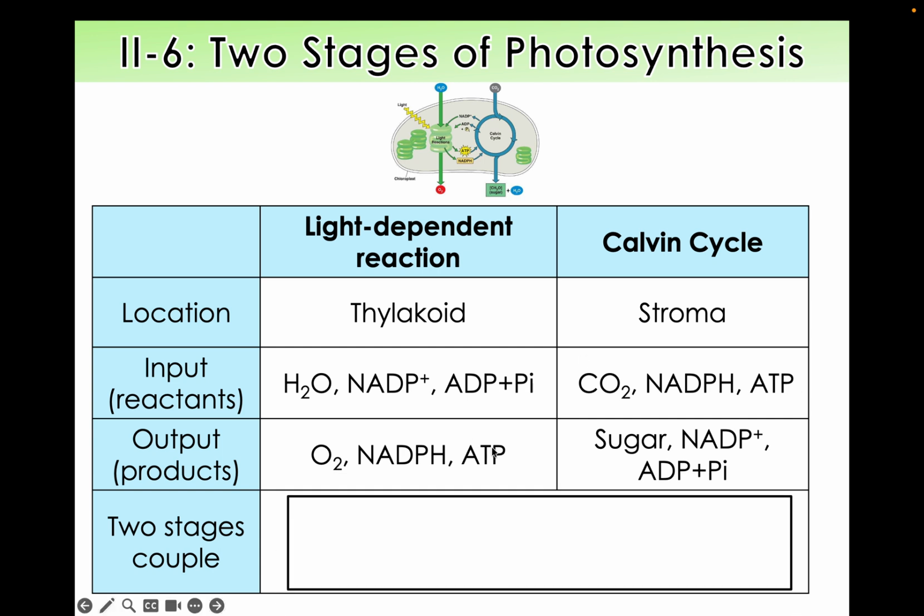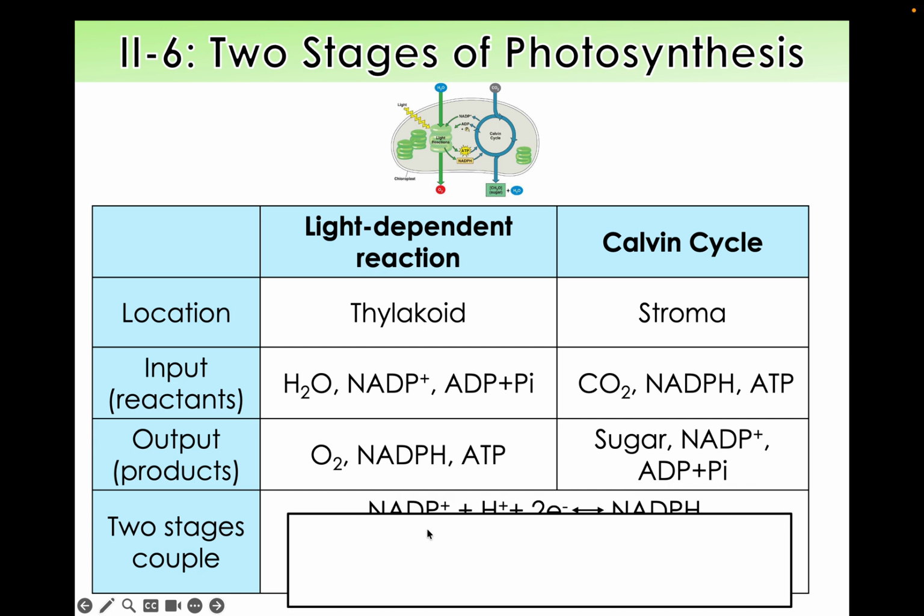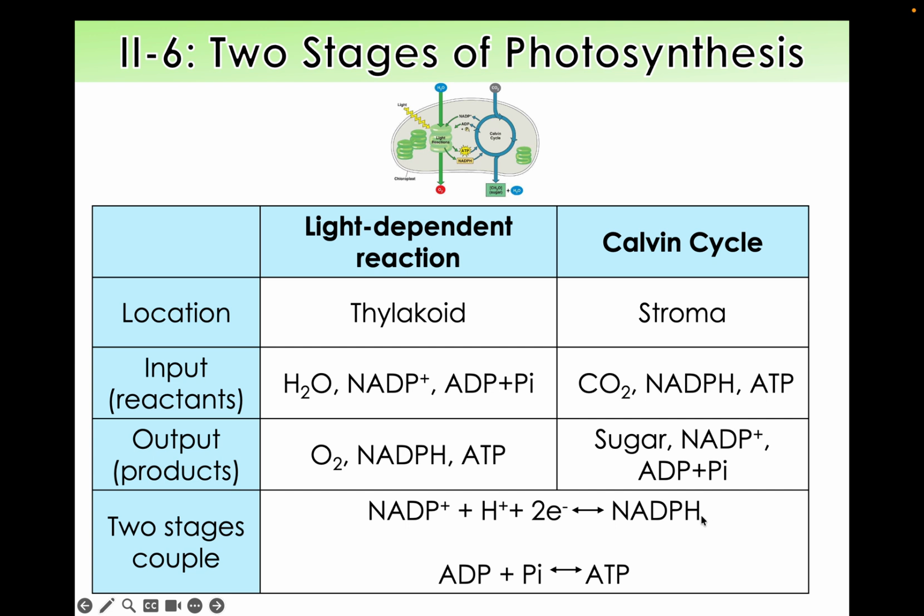The outputs are oxygen as a waste product, NADPH and ATP. And then for the Calvin cycle, a sugar, NADP plus, ADP, and an inorganic phosphate. And these two stages are coupled together by the creation of NADPH and ATP, and then when they regenerate, or we could say become oxidized, and become NADP plus, ADP, and an inorganic phosphate again.